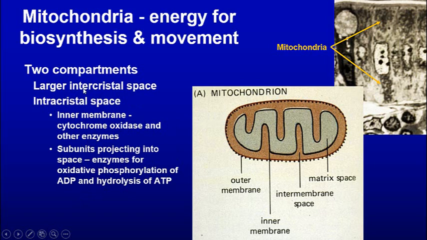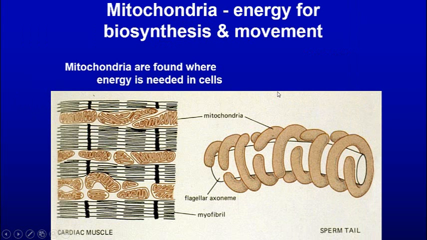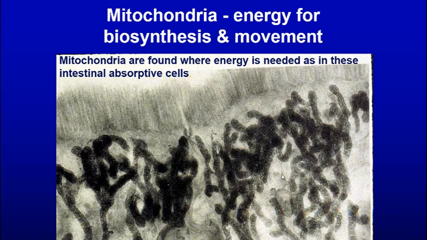So a larger intercrystal space on the outside, and intracrystal space on the inside. And here we see several mitochondria located in that cell. Mitochondria move to where energy is needed. In this muscle cell, energy is needed, so they're right there around this flagellum. Again, energy is needed, and they move to where energy is needed.